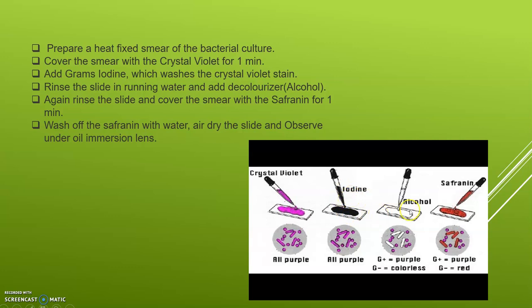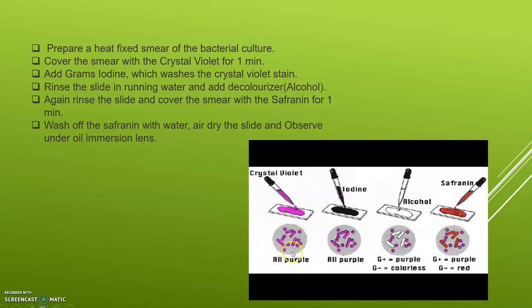And after that, the third step is the destaining step, that is we add alcohol, which is added for decolorizing the first stain. And the last step is the addition of safranin. Safranin is another stain that is added again and let it be there for another 1 minute. And then it is washed off, and now we observe the slides under the compound microscope for viewing the bacteria.